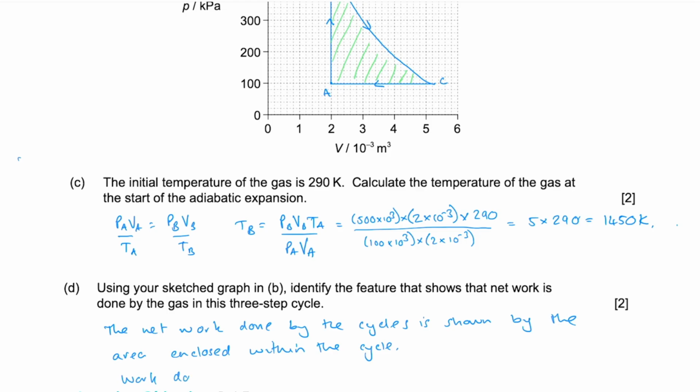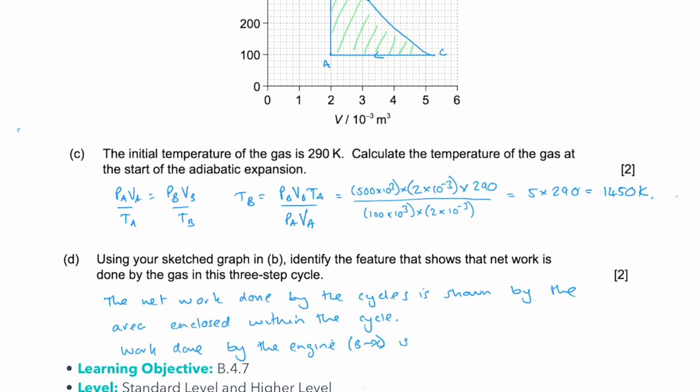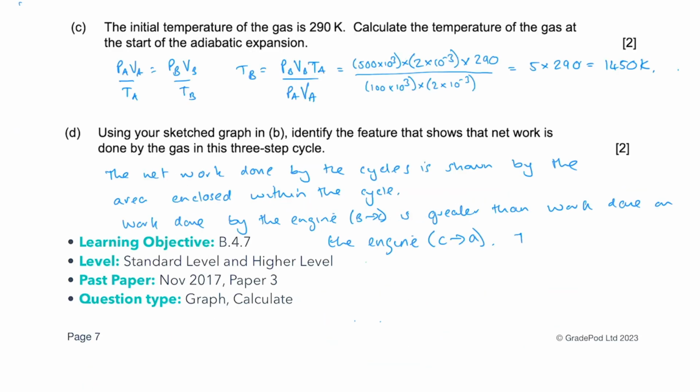Work done by the engine, and we'll put B to C, is greater than work done on the engine, and that's from C to A. Therefore, net work is done by the system. I think that will give us 2 marks.